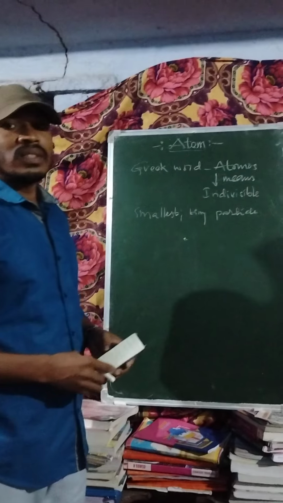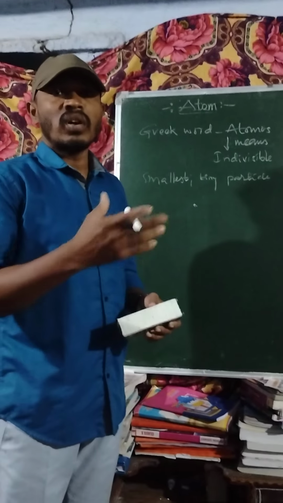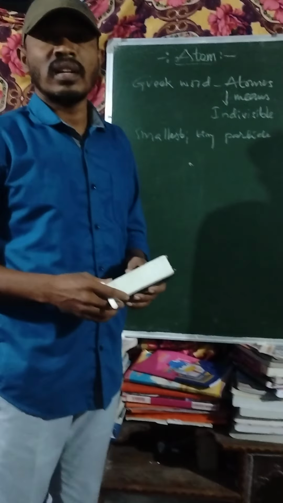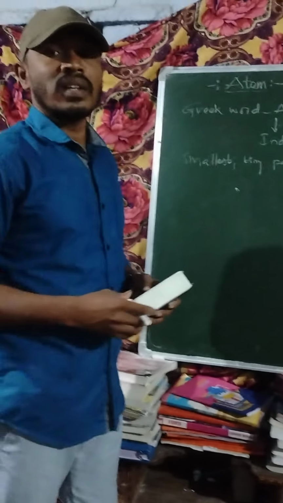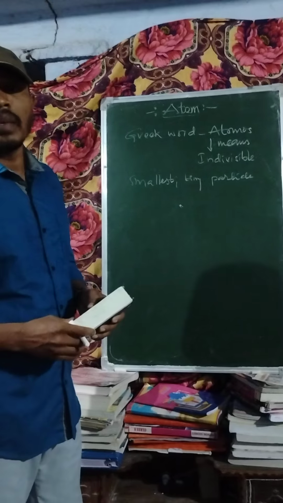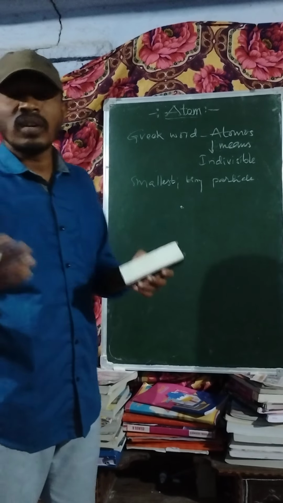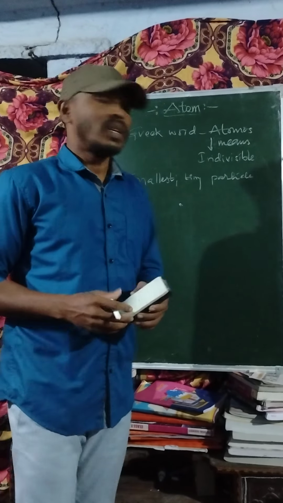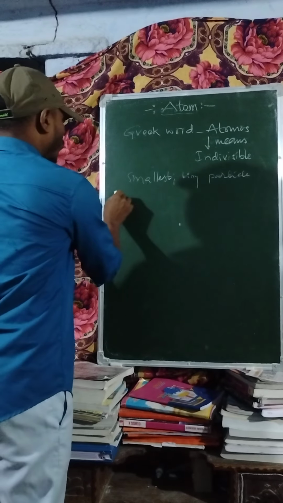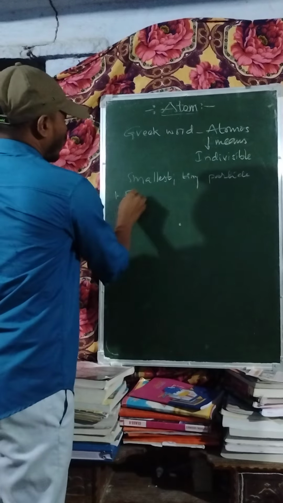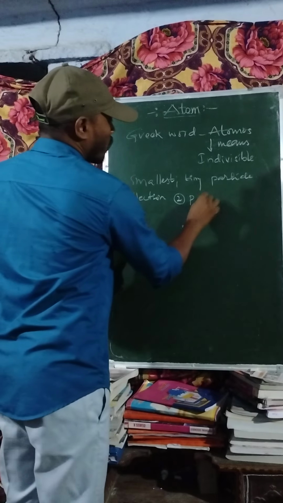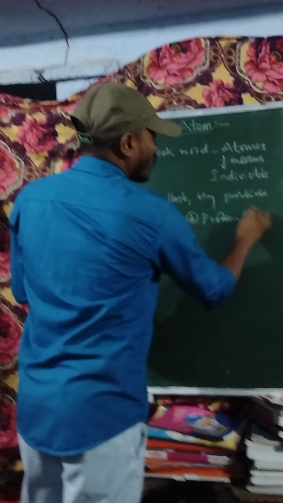Later on, some other scientists like Dalton and other contemporary scientists did a lot of research on it, and they found that there are some other particles present inside an atom. Those particles we call subatomic particles. Then what are those subatomic particles? One is electron, second one is proton, third one is neutron.